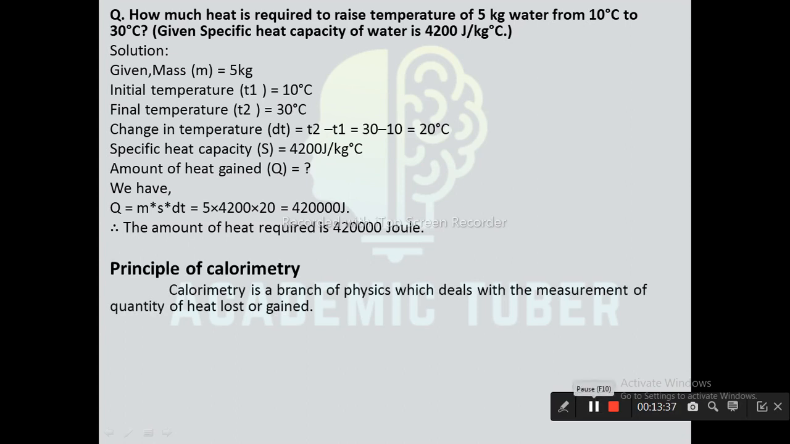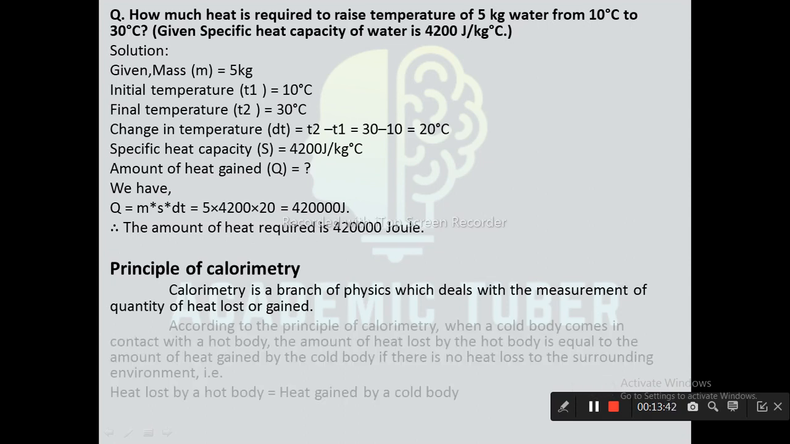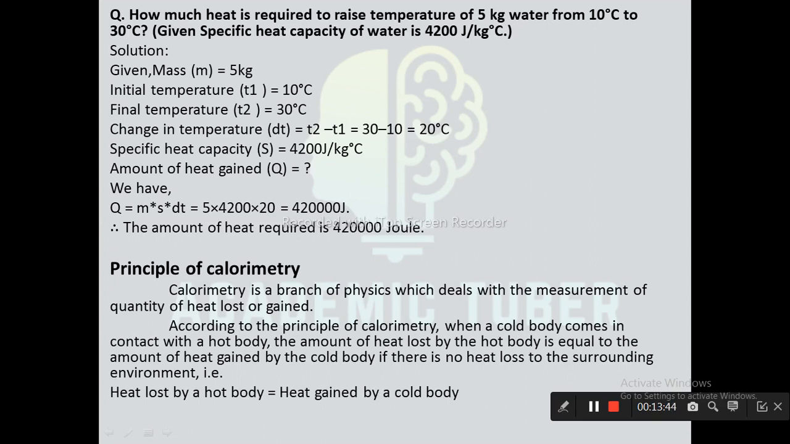Calorimetry is the branch of physics which deals with the measurement of quantity of heat loss or gain. According to the principle of calorimetry, when a cold body comes in contact with a hot body, the amount of heat lost by the hot body is equal to the amount of heat gained by the cold body if there is no heat lost to the surrounding, or we can say negating the heat absorbed by the surrounding. That is, heat lost by hot body is equal to the heat gained by the cold body.